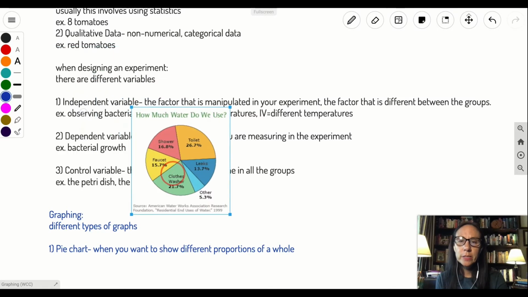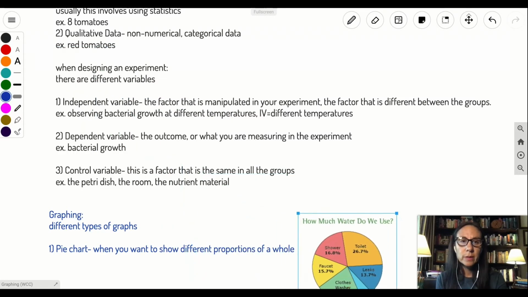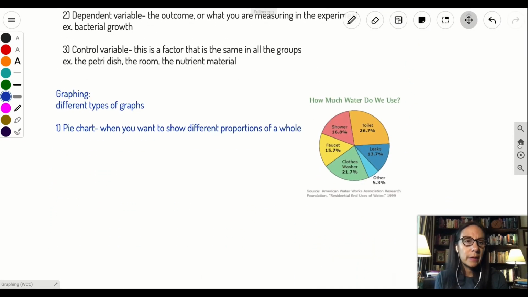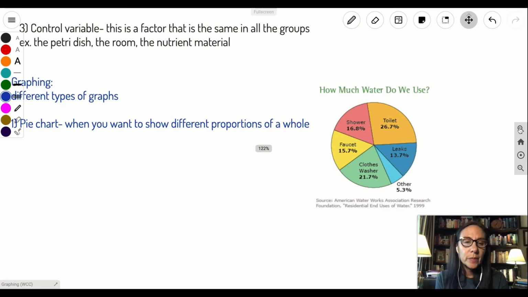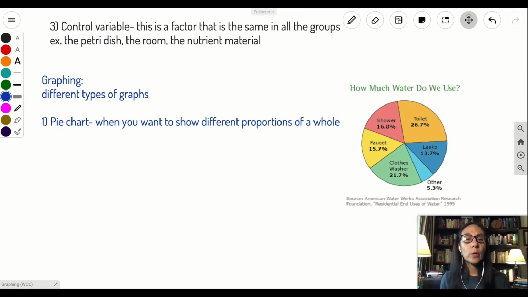Okay, so here is an example of a pie chart. Let me move this up so we can look at it. And let me zoom in a little. So here's our pie chart, and this pie chart is showing the different amounts of water that is used. And so you can see where all the water is going.